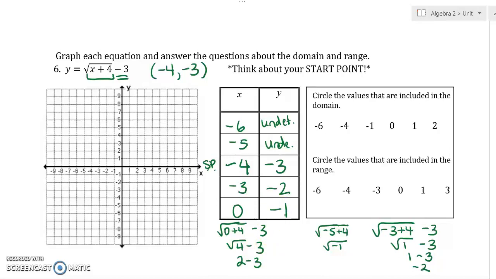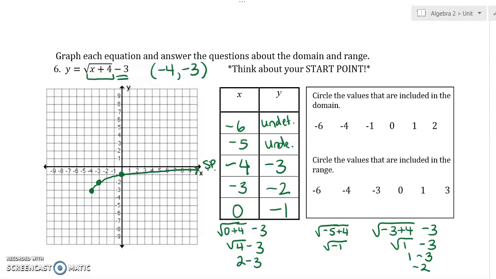And you can plug this into the calculator as well just to check it out. But those 3 points will give me my square root shape. So I have (-3, -4), (-3, -2), and (0, -1). And here is half of the U on its side.